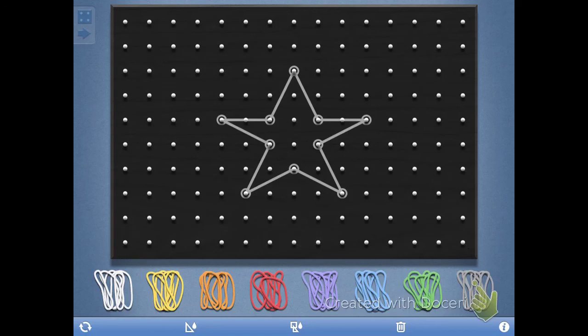Let's count the sides on this shape here. We know that it's a star shape, but it's also a polygon. 1, 2, 3, 4, 5, 6, 7, 8, 9, 10. It has 10 sides. So we're going to call it a decagon because deca means 10, so it has 10 sides and it also has 10 vertices. So we would call this a decagon.